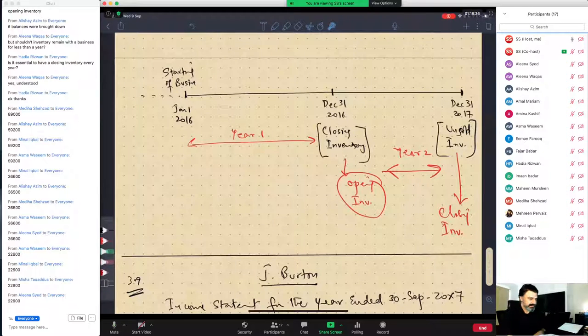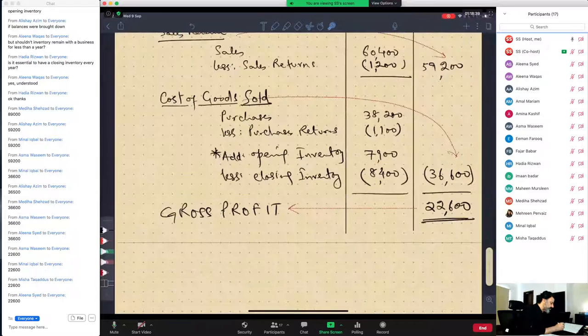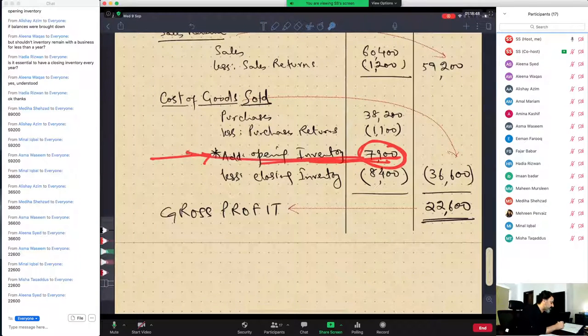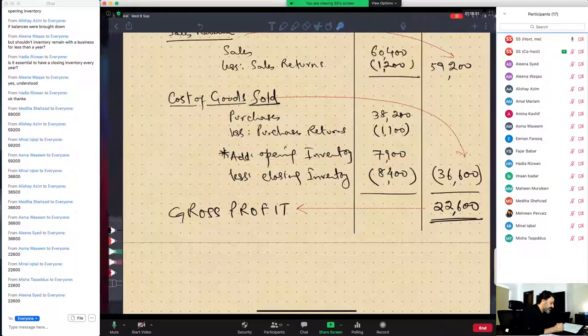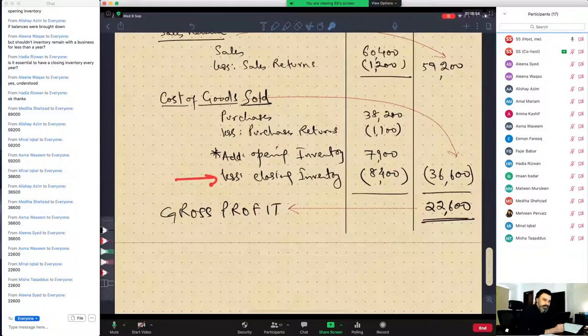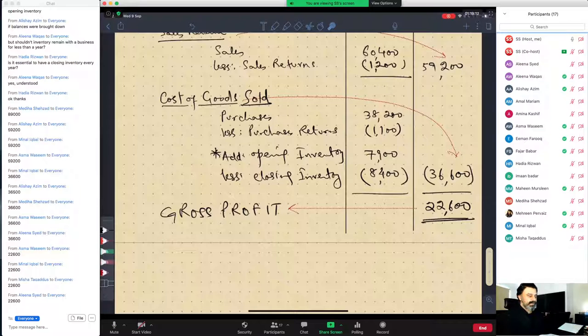Okay, good. So that is why opening inventory is going to be added over here, because this part of the goods has been sold, and that is why we need to consider its cost as a part of the cost of goods sold. So we subtract the closing inventory because it represents unsold goods, and we add the opening inventory value because it represents sold goods. So we understand the reason why we add opening inventory and subtract closing inventory. Then give me your feedback on the participant window. Excellent, excellent. Amna Kashif, Misha, great, great.